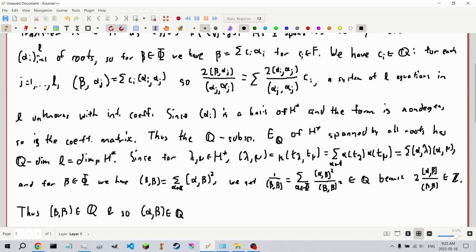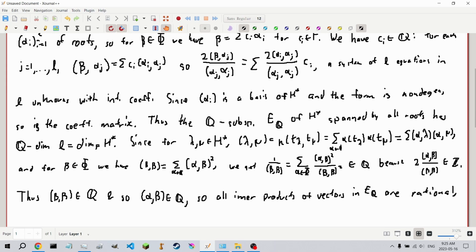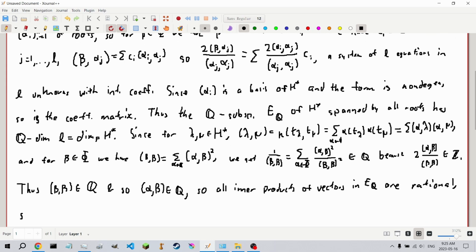So all inner products of vectors in E sub Q are rational. So we have a non-degenerate form on E sub Q.